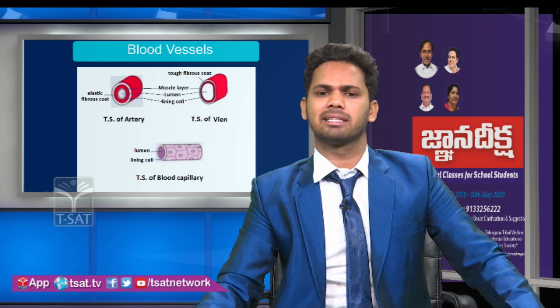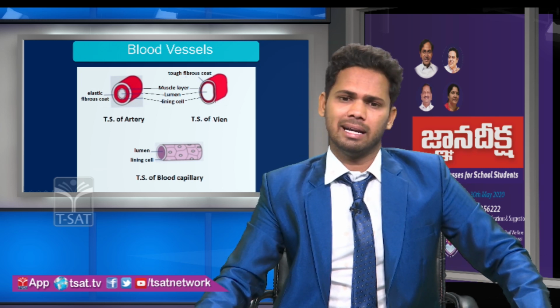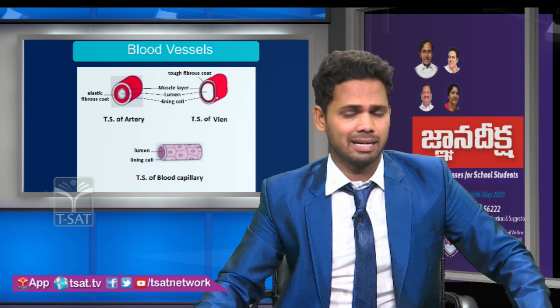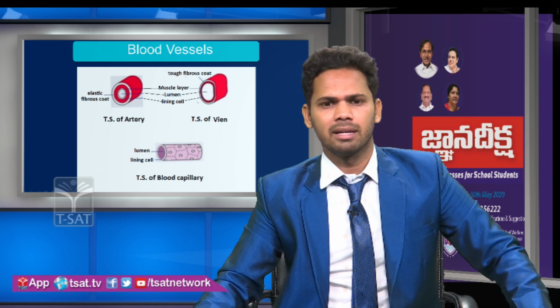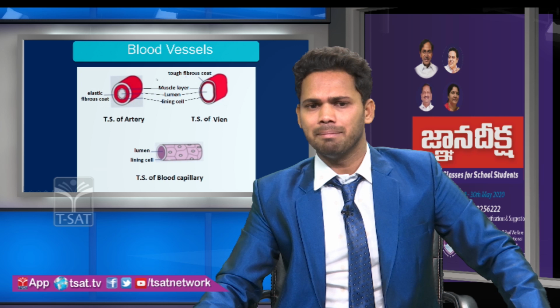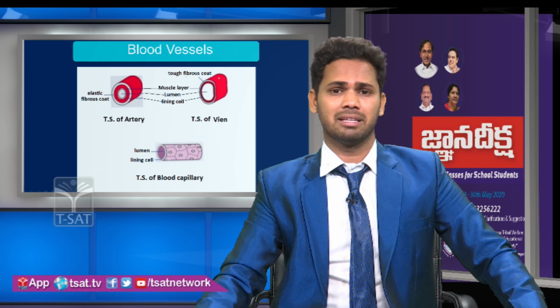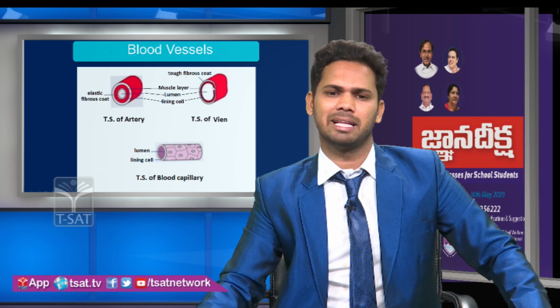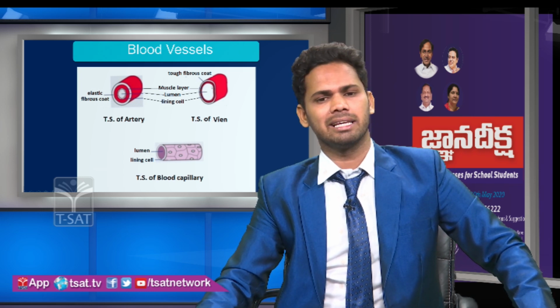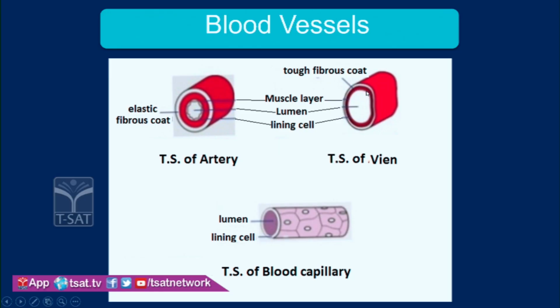Next one you see the lining cells. Some special cells would be here, we call them lining cells. And another type of blood vessel, that is the vein. TS of vein. TS means transverse section, tough fibrous coat. If you compare with the artery, which shows elastic nature, the vein is very tough, there is no elastic nature. And the muscle layer, the same muscle layer you can see inside the vessel. And lumen in the sense, again the same thing, space. Lining cells, some special cells, we call them lining cells. This is the TS of vein.